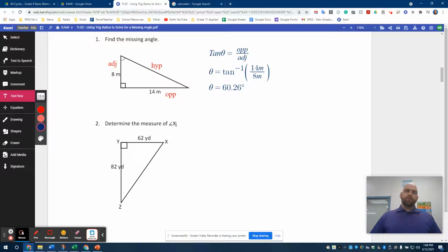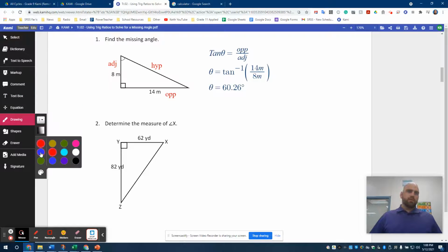So let's determine the measure of angle X in here. Angle X is this one right here, and I'm just going to draw that in. Let's do it with blue. There's the angle that I'm going to do, and this is theta. We consider this angle theta as well. It's our unknown angle, we'll call it theta. So here's theta, and we're trying to find angle X.